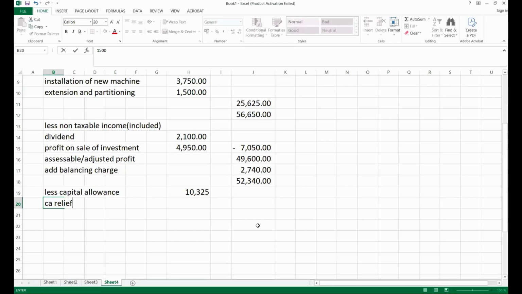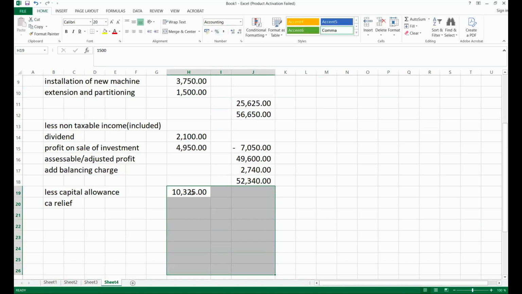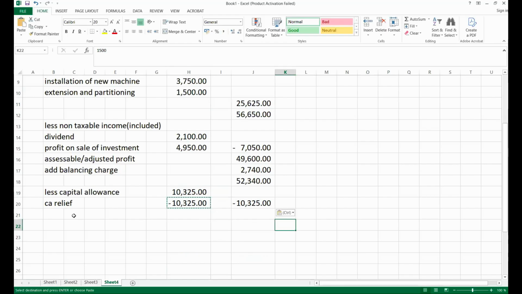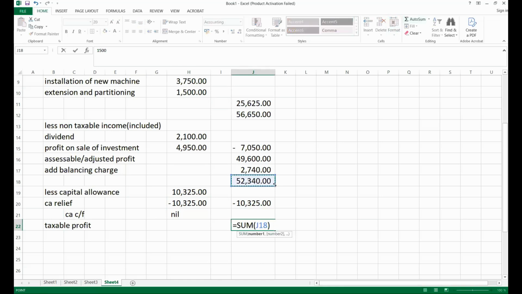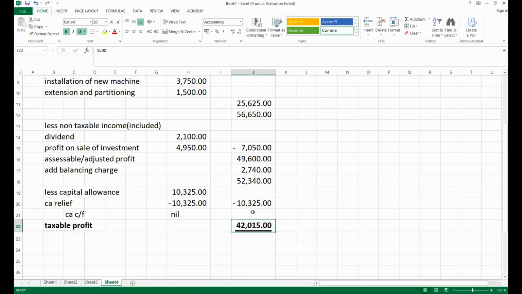So that value is more than this. So we are going to charge the entire amount. So we remove the entire amount, 10,325, from here as well. The resulting figure will give us capital allowance carry forward, which will be nil. So the resulting figure will give us a taxable profit, this minus this, which is the taxable or total profit. So this taxable or total profit is what you are now going to apply your tax rate on.